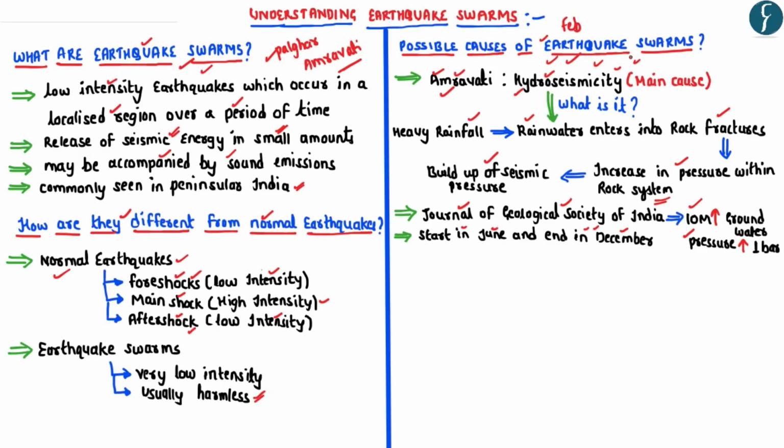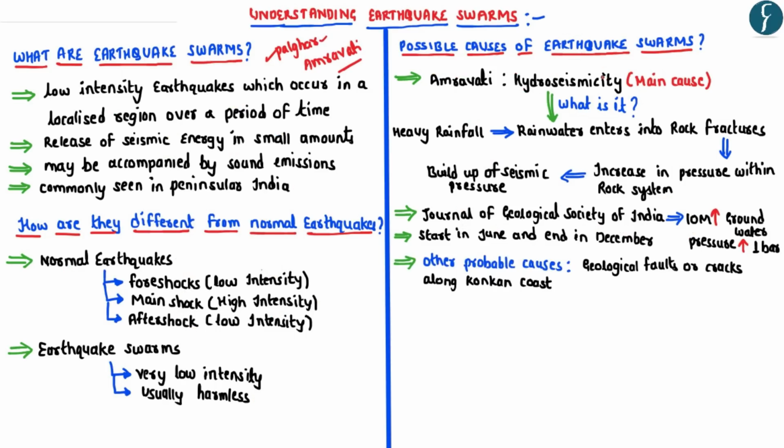Now, because of this particular reason, some of the seismologists believe that hydroseismicity may not be the cause for the earthquake swarms in the Palghar district. Now, apart from hydroseismicity, another possible cause for the earthquake swarms could be geological faults. Faults are essentially cracks in the earth's crust which are formed due to the displacement of the rocks. And normally, it is observed that whenever cracks are formed on the earth's crust, there's a tendency of the rock systems to get displaced. Such a displacement of the rock systems can actually lead to earthquake swarms.